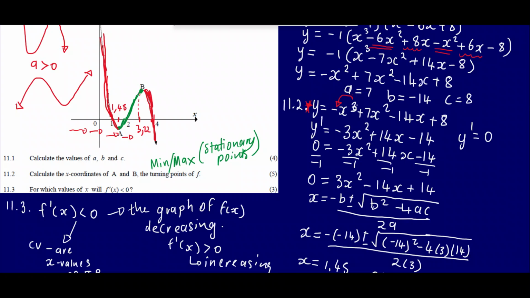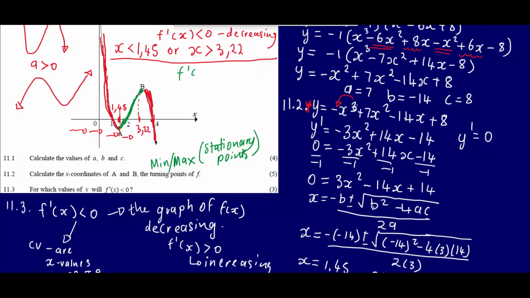So if I was saying, write me the values of x where the graph is decreasing, the graph is going to be decreasing when the x value is less than this value, or when it's greater than the other x value of the turning point. So this part here is where the graph is decreasing. So this is the interval where the graph is decreasing.